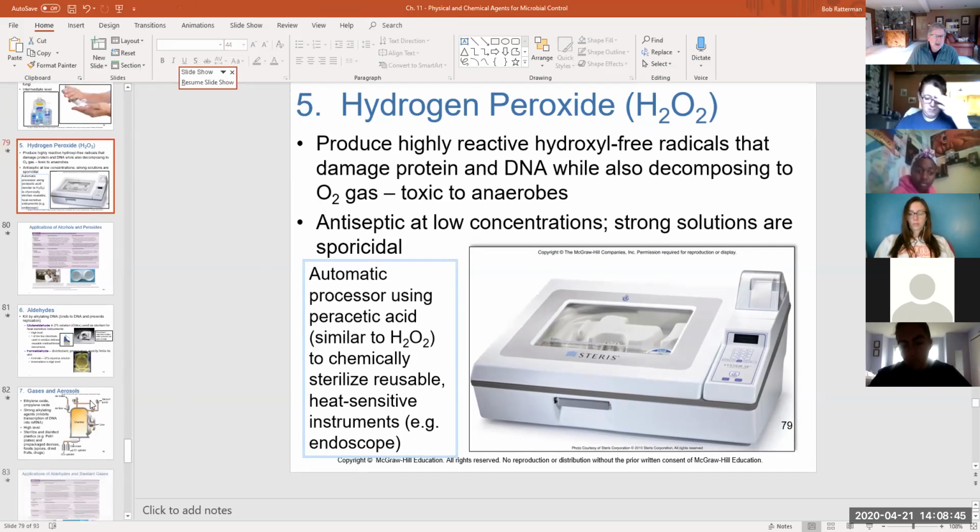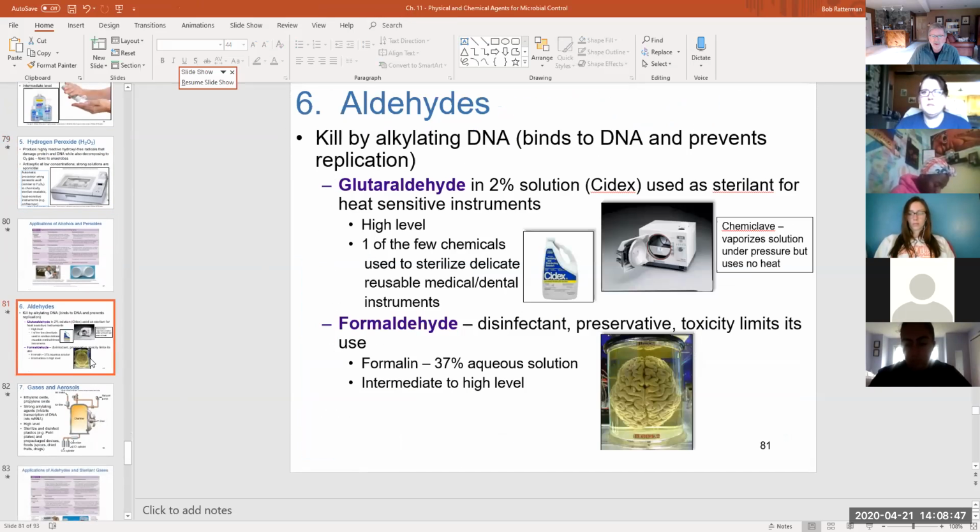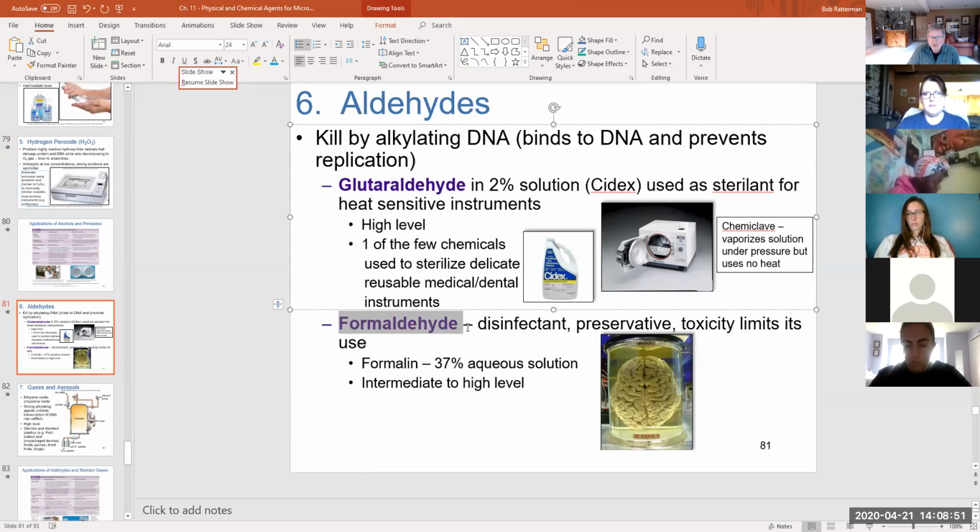And so, yeah, it's a matter of going through these and being just a little bit familiar with different types of aldehydes. You've all heard of this, if you've ever dissected a frog in high school, right? You've heard of formaldehyde.